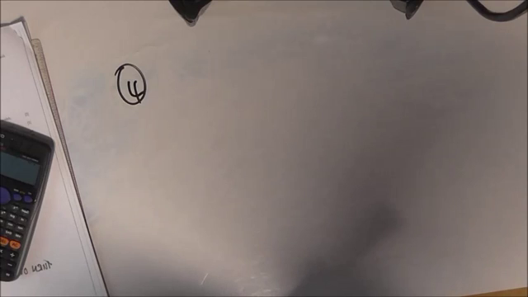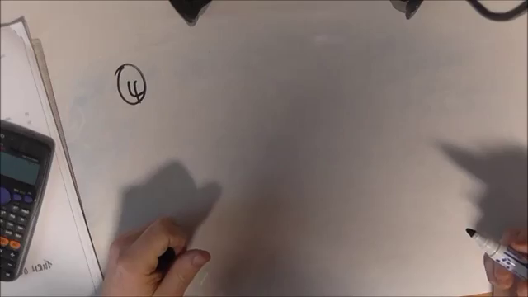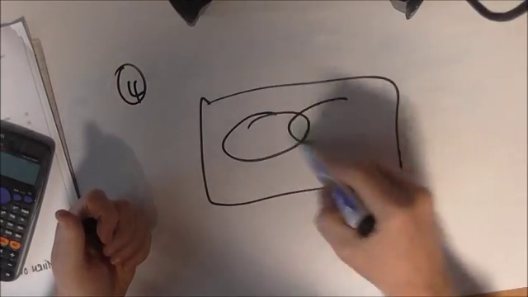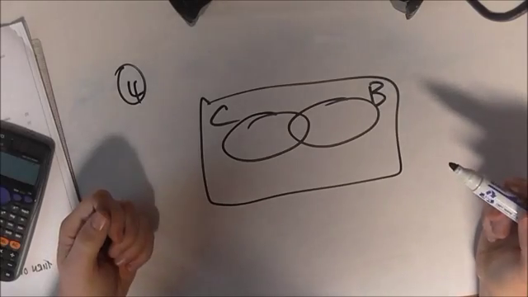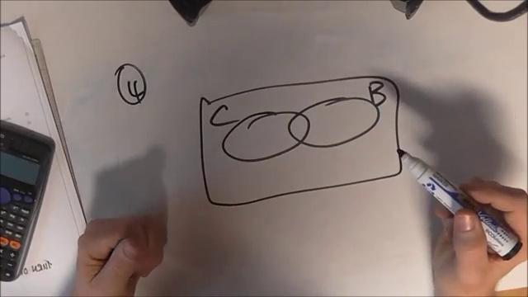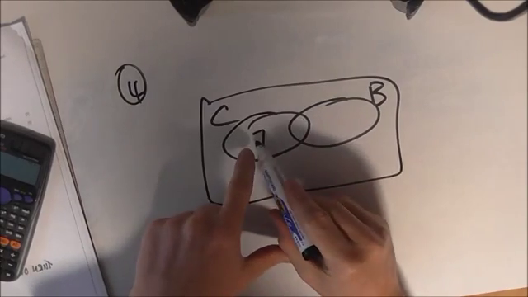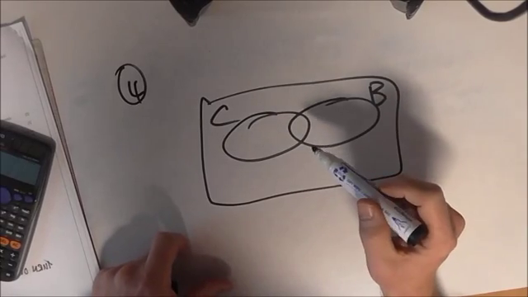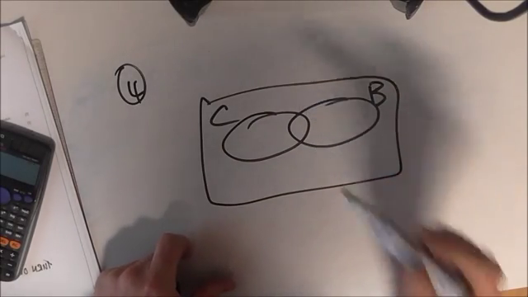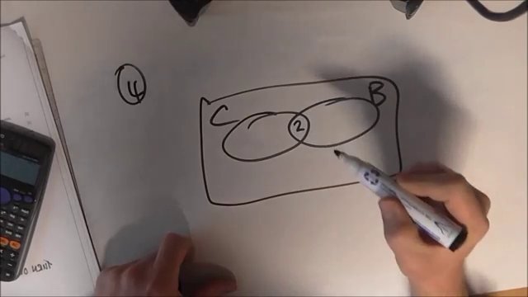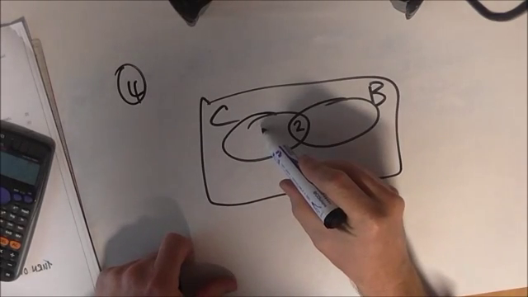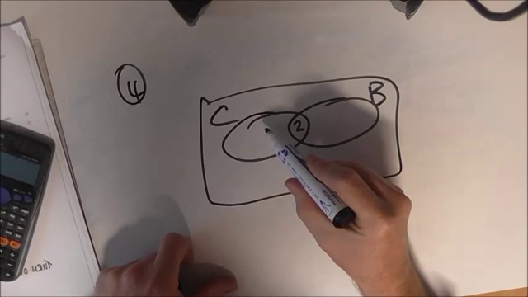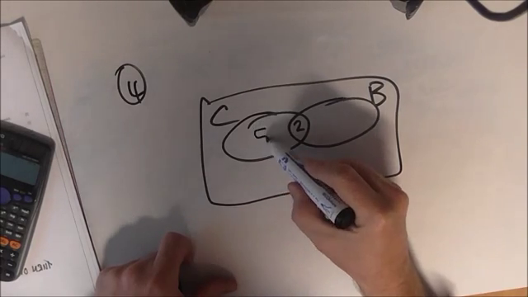Example 4, class of 30 students. So choir, band. 7 are in the choir, but I can't immediately put a 7 there because it might be 7-0 or 7-5-2. But 2 are in the choir and the band, so that's great. That means I could put a 2 there, which means I need to put whatever it takes there to make 7 in the C circle. So that's 5.